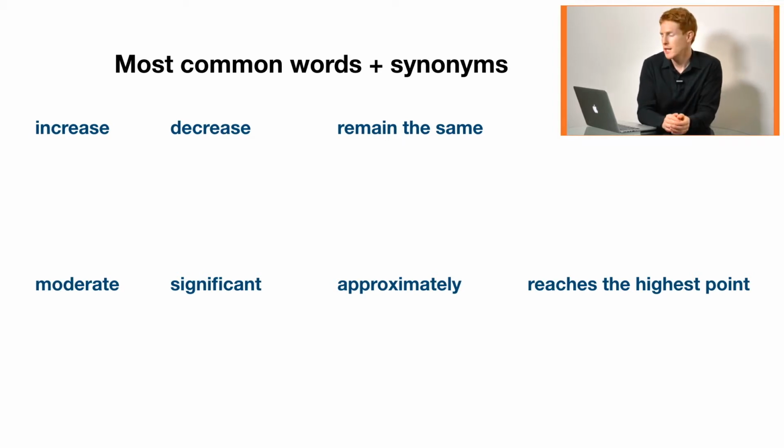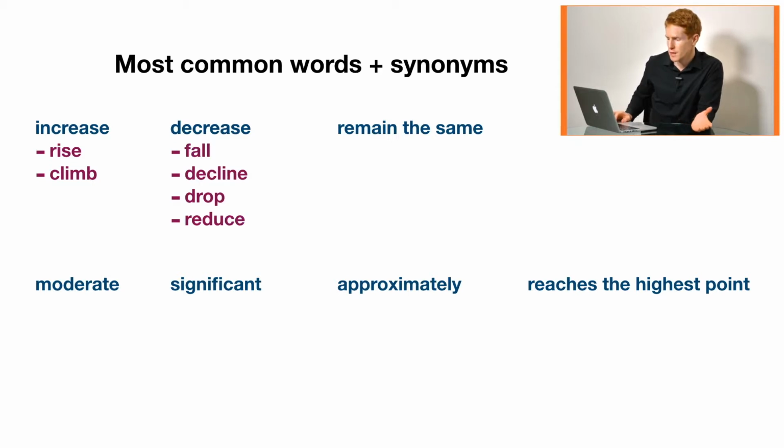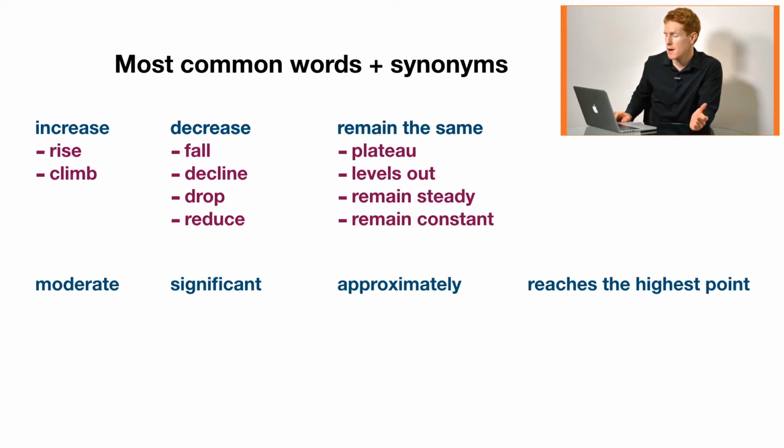Now, a good idea is to learn synonyms for these words. So for example, for increase, we can say rise or climb. For decrease, we can say fall, decline, drop, reduce. For remain the same, we can say plateau, levels out, remain steady, remains constant. For moderate, we can say modest.